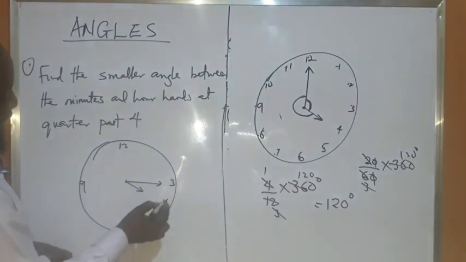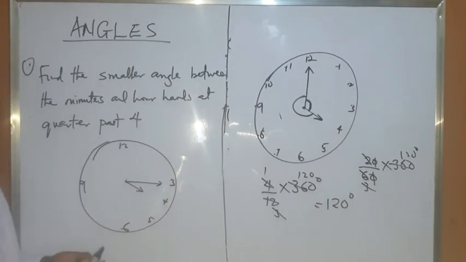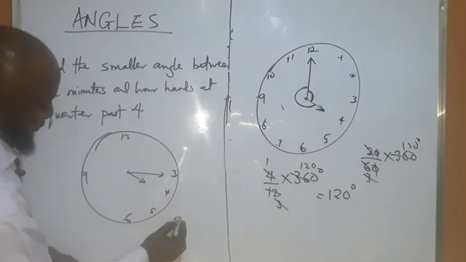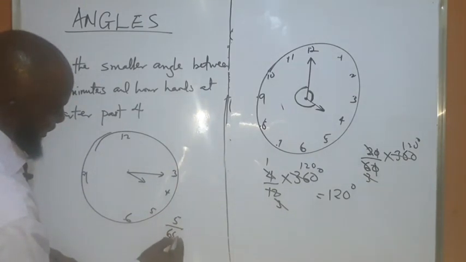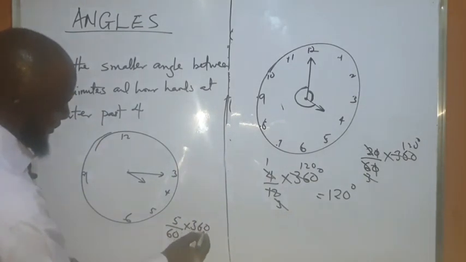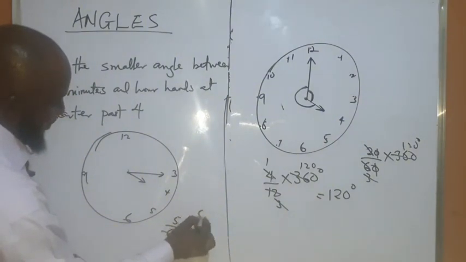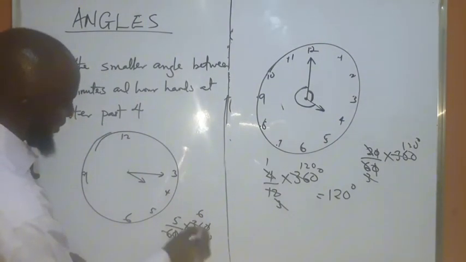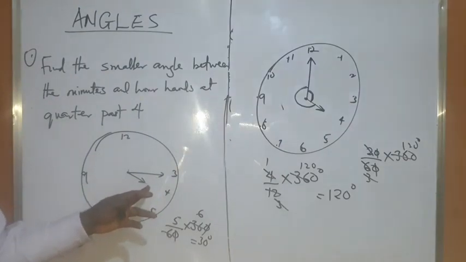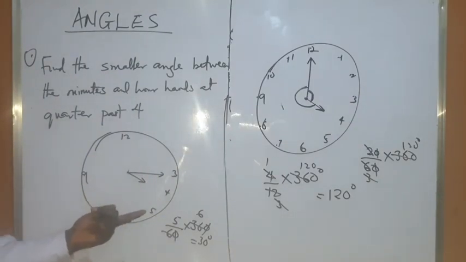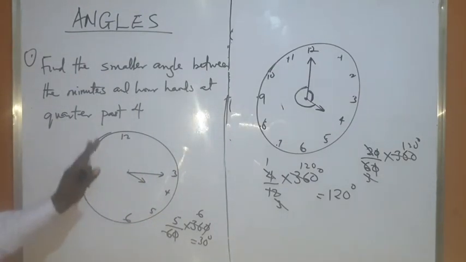So how many minutes do we have between 3 and 4? We just have 5 minutes. So that will be 5 out of what? 60 minutes times what? 360. 0 cancels 0. 6 here 1, 6 here 1, 6. That's going to be 30 degrees. Can you see that? It's very simple. Right?